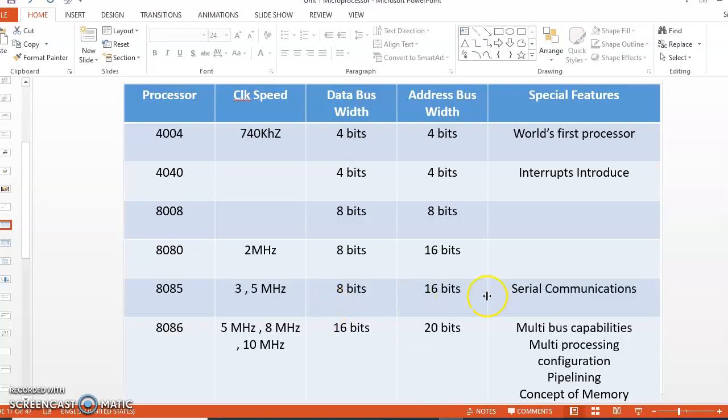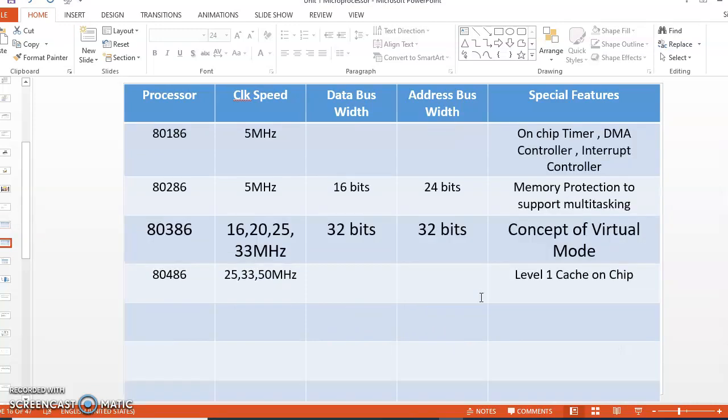In the 80386 the number of units is increased. It consists of the bus interface unit, code prefetch unit, instruction decode unit, execution unit, segmentation unit, and paging unit. So memory management is not possible in the 8086, but memory management is possible here, and virtual mode is available.